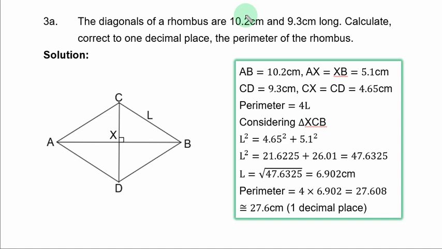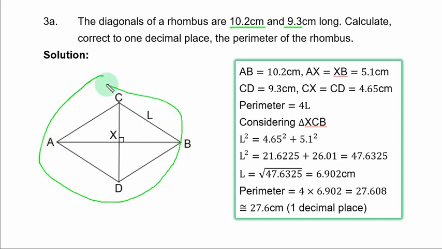Question 3a. The diagonals of a rhombus are 10.2 centimeters and 9.3 centimeters long. Calculate, correct to 1 decimal place, the perimeter of the rhombus. So this is the rhombus. The two diagonals, you have AB and you have CD. So we denote AB as the first, that is 10.2, and CD as the second, 9.3. From here, we have S as the point of intersection.